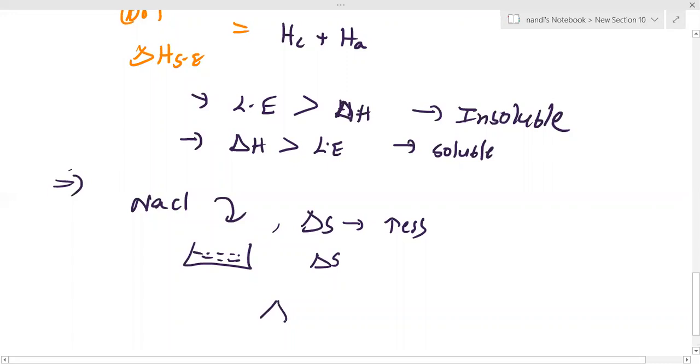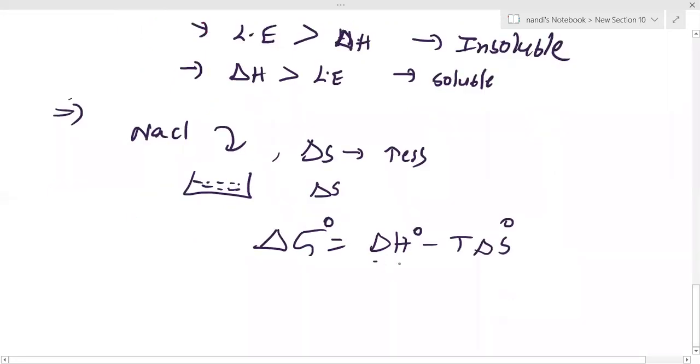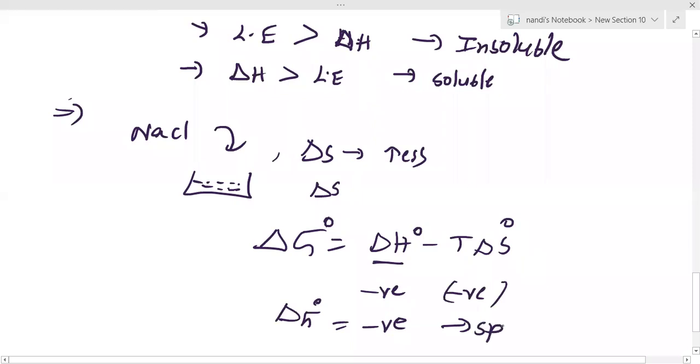According to thermodynamics, delta G naught equals delta H naught minus T delta S. I hope you know this point with respect to thermodynamics. Delta H is also negative because hydration energy dominates over lattice energy. Then entropy is a positive value. Minus into positive gives negative again, so the whole term becomes negative. Everything is negative, so delta G is negative. Delta G negative means spontaneous or non-spontaneous? Spontaneous. Clear?